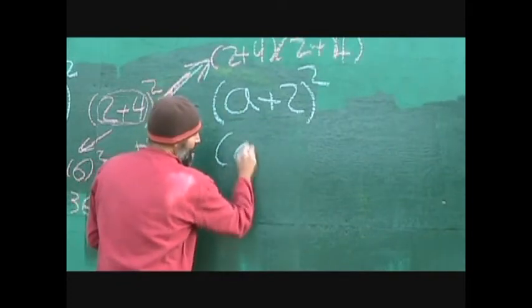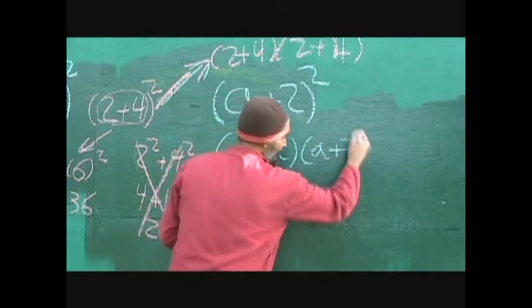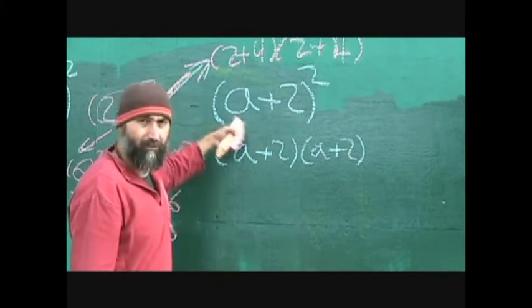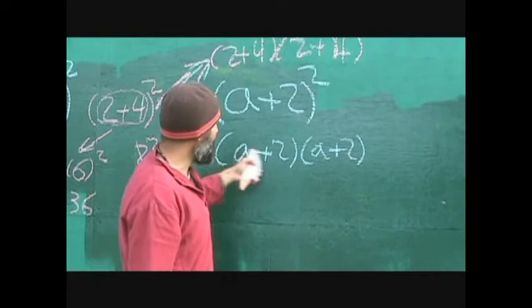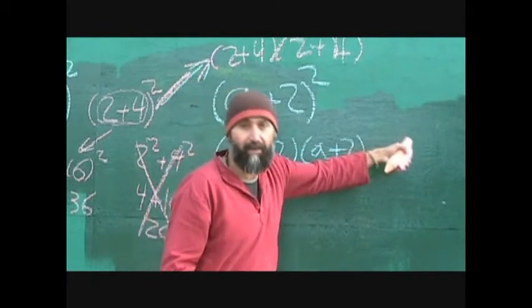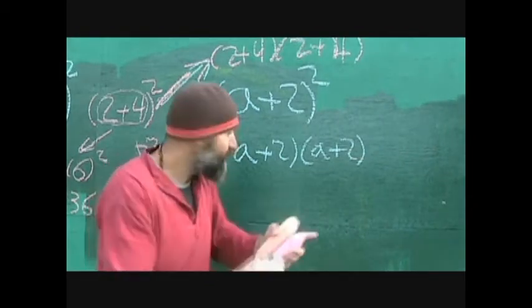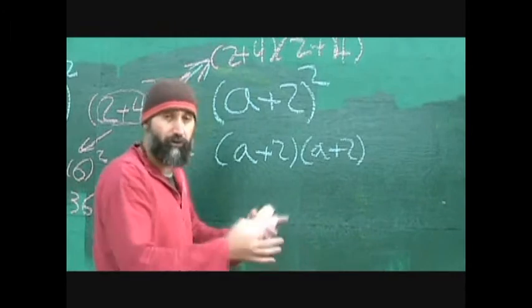You gotta go a plus 2 times a plus 2. Because the squared term means whatever's in here multiplied by itself again. If this was cubed, it would have been a plus 2 times a plus 2 times a plus 2. And that's way longer. I might do one actually just to show you guys. The higher this goes, the more complicated it becomes, the more terms you get.